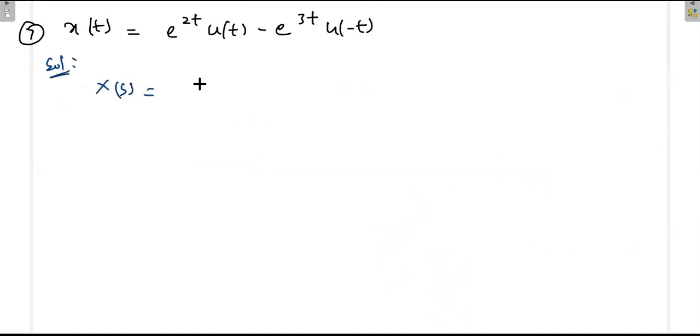Okay, that is x of t is equal to e power 2t u of t minus e power 3t u of minus t. This is the Laplace transform, X of s is 1 by s minus 2, and again this is the right sided signal, so sigma is greater than 2, intersection. Again the second signal is a left sided signal, so that we can observe the minus inside, plus 1 by s minus 3. Then what is the sigma? Sigma greater than 3.